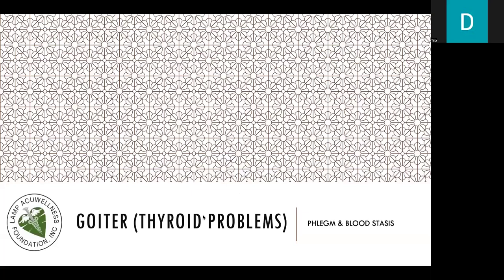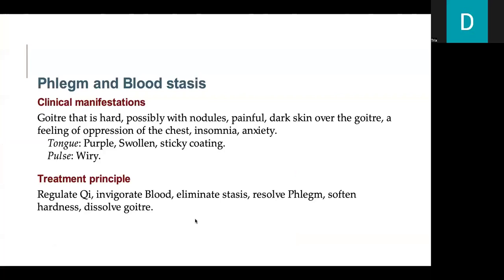Let's now go to goiter, thyroid problems. Let's discuss phlegm and blood stasis. The clinical manifestations: goiter that is hard, possibly with nodules, painful, dark skin over the goiter, a feeling of oppression of the chest, insomnia, and anxiety. The tongue would be purple, swollen with a sticky coating. The pulse would be wiry.